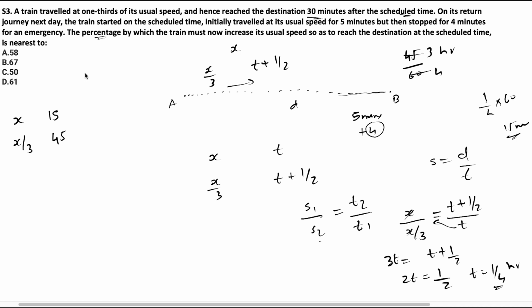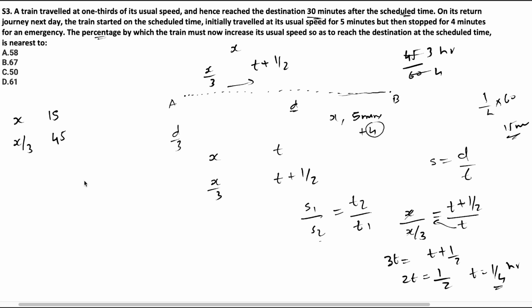Now let's look at the remaining portion of the question. On the return journey, the train started from B and traveled at its usual speed, which is x, for 5 minutes. My question to you is, how much distance does the train travel from B? The answer will be, if the total distance is d, then the distance traveled by train from B for 5 minutes will be d by 3. I will show you how I got that.